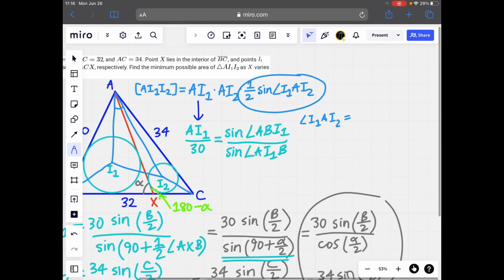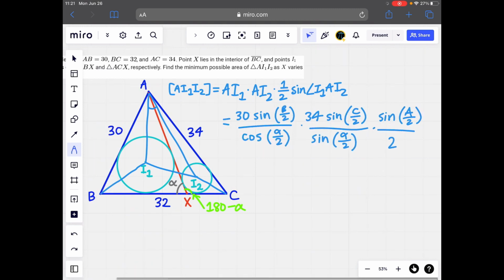The last part of this area formula for triangle AI1I2 is 1/2 sine of angle I1AI2. Because the incenter of a triangle is just the intersection of its angle bisectors, as I said earlier, the angle I1AI2 is simply BAX over 2. That's the left part of this angle, I1AX. The right part of the angle, which is I2AX, is just angle CAX over 2. When you add these, it gives you just angle A over 2.